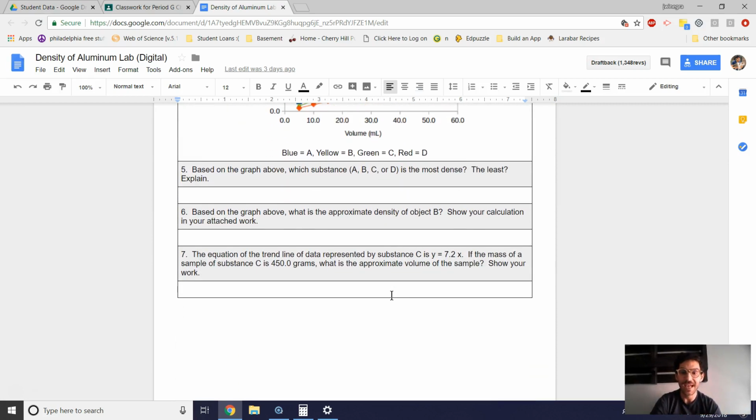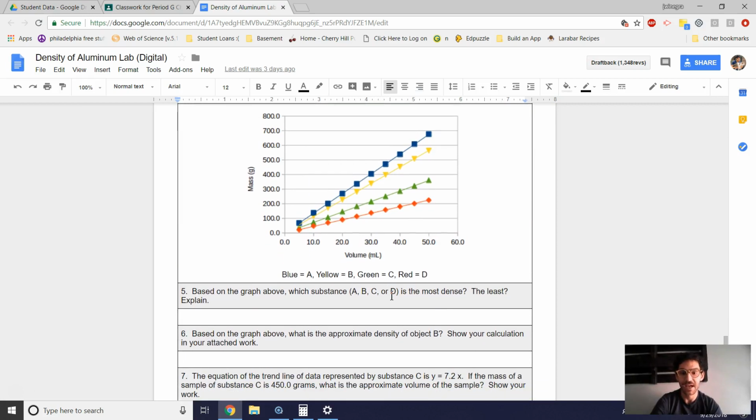So, down here, we've got a graph, and you're just going to do a little bit of analysis on it. And that's the density of aluminum lab.